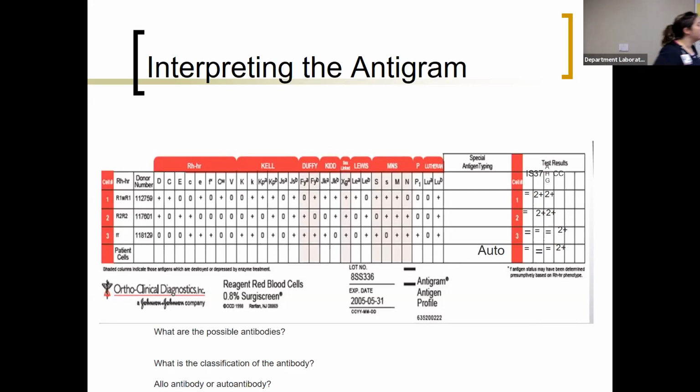For this patient, do you guys think it's an allo antibody or an auto antibody? Allo, because your auto control is negative, okay? So here's all your possible antibodies. Notice that D is on screening cell 1 and 2, JKB is on screening cell 1 and 2, and little s is on screening cell 1 and 2. But we cannot rule out the fact that it could be a combination of big C and big E. That might also be an option.